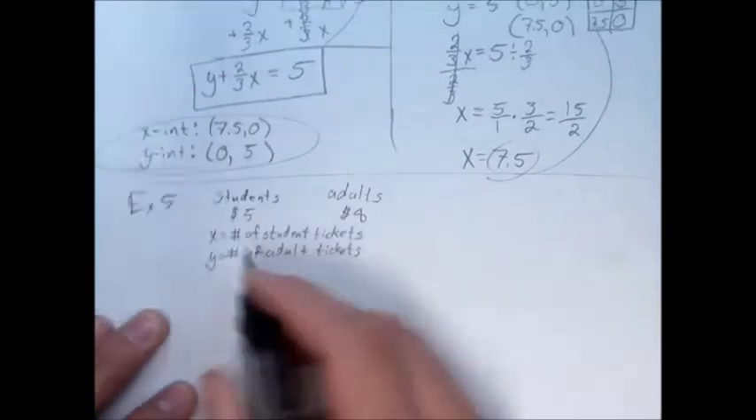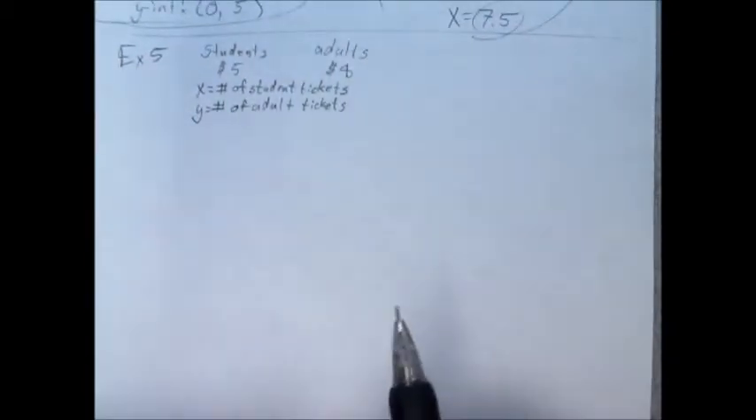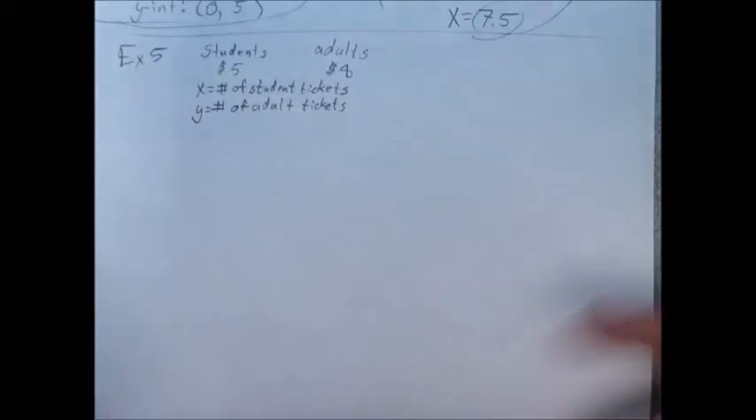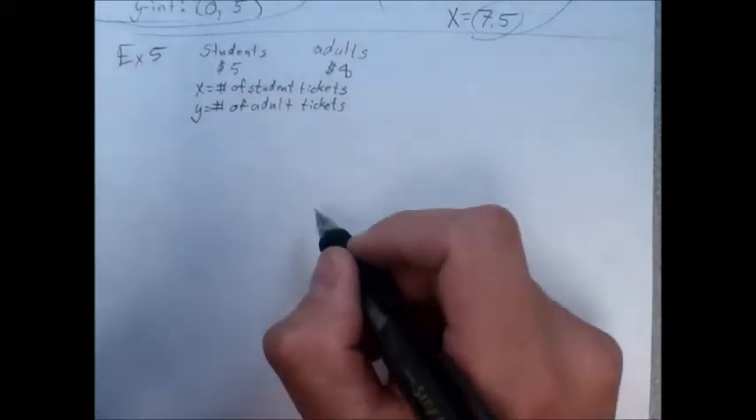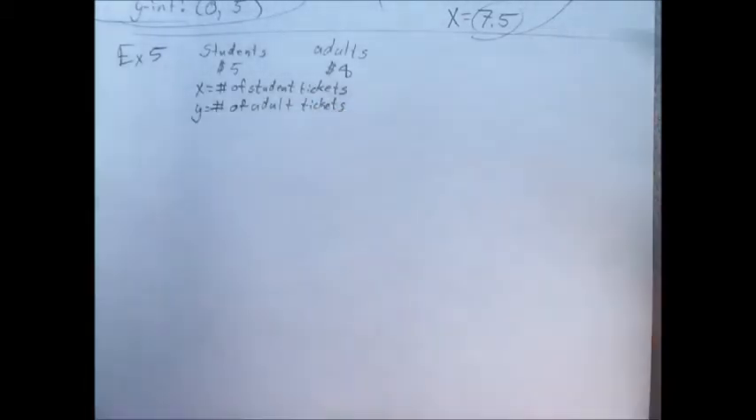The reason it's important to identify what your variables are is so that when you write your equations and you solve them out at the end, you're not looking at them going, what did that mean again? Okay, so if we identify at the beginning, we're like X is 7, for example. I don't know what the answer is. If X is 7, okay, that's 7 student tickets. I know now.